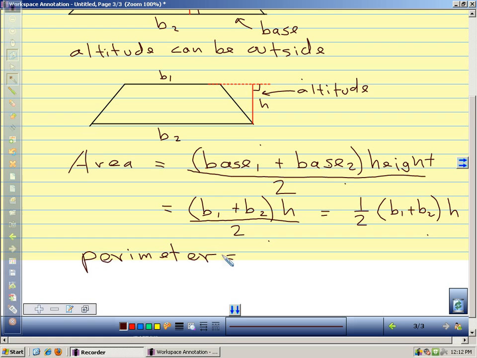We don't have a special formula for the perimeter of a trapezoid, so what do we have to do? Add all the sides. That's going to be our fallback for finding perimeter. We can always add all the sides. For most shapes, we're not going to have a special formula. We're just going to add up all the sides.